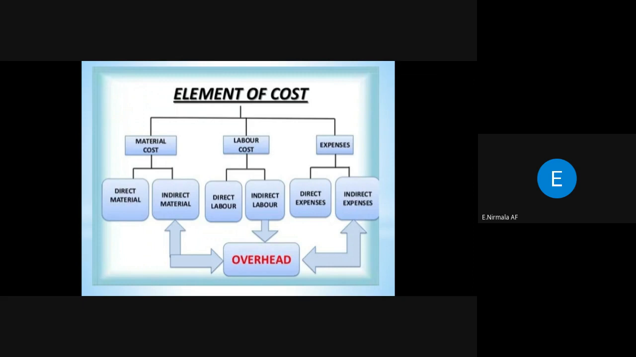Now, second element is labor cost. Under labor, we have direct labor and indirect labor. Direct labor refers to the amount paid to the workers who are directly engaged in the production of goods.